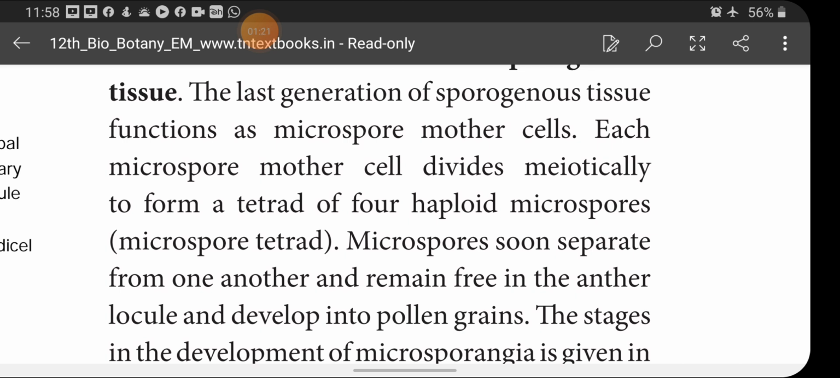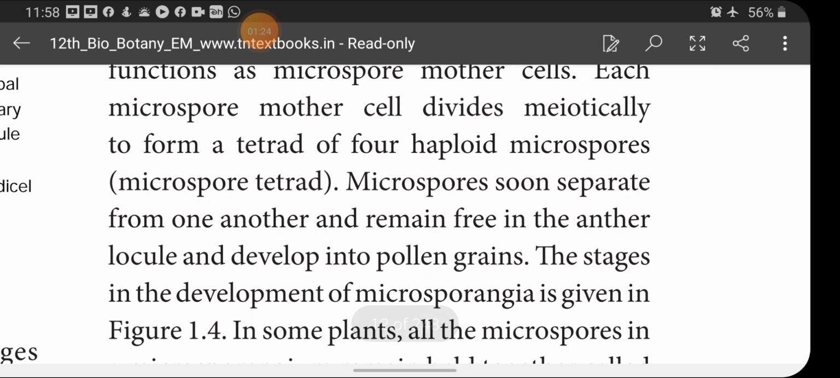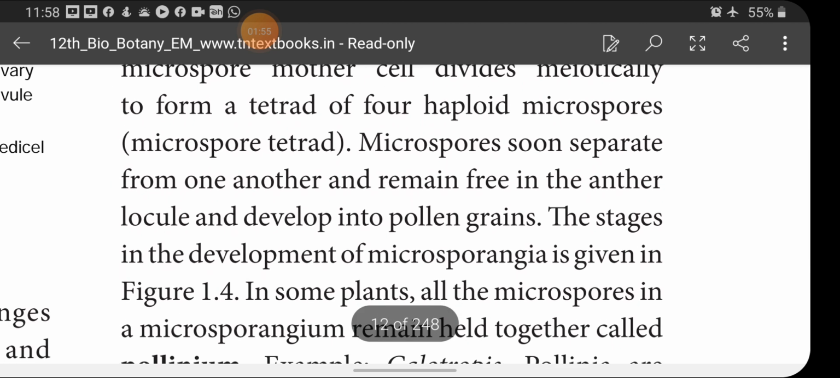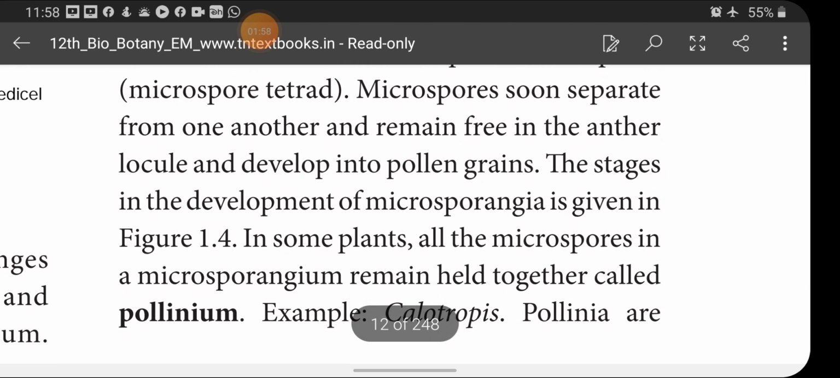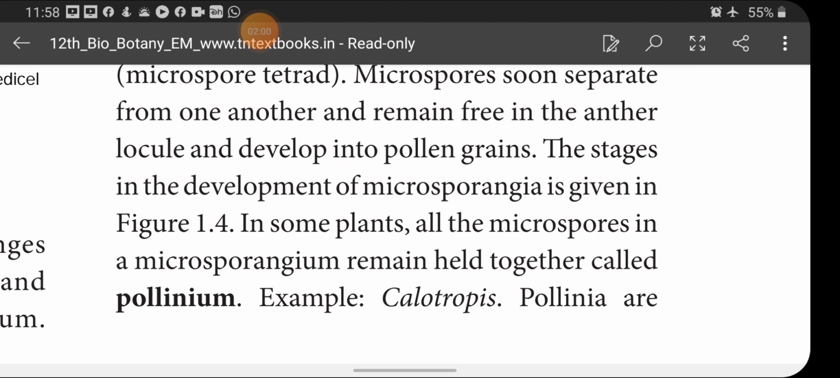So this tetrad of microspores soon separates from one another and remains free in the anther locule and develops into pollen grains. These 4 microspores which are present together separate from one another and form free pollen grains inside the anther locules. The stages in the development of microsporangia are given in the figure.